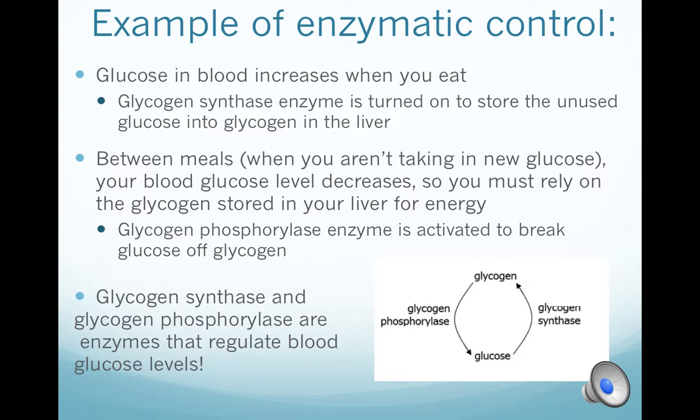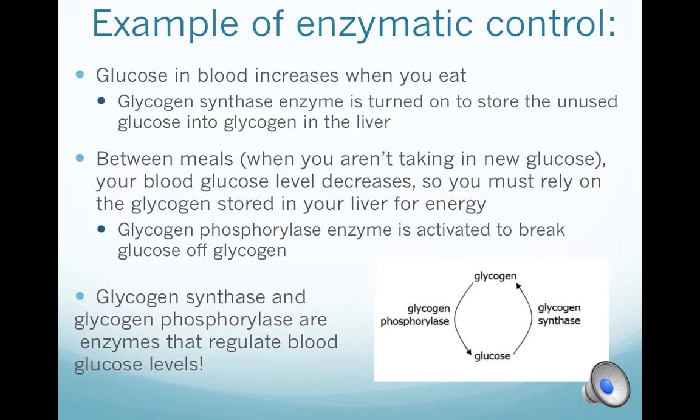Glycogen phosphorylase is going to break apart glycogen at the bonds between the glucose, and it's going to release glucose into your bloodstream. Glycogen synthase and glycogen phosphorylase are both enzymes that regulate blood glucose levels. Glycogen synthase is going to decrease the glucose level in your blood by turning your glucose into glycogen, and glycogen phosphorylase, the enzyme, is going to increase the glucose concentration in your blood by breaking apart glycogen when you need glucose for energy.